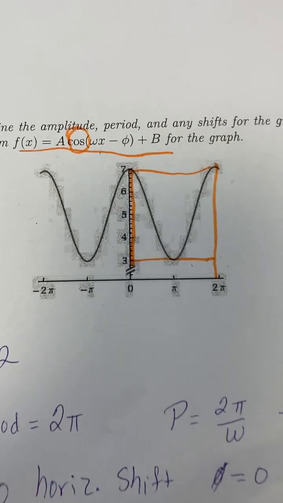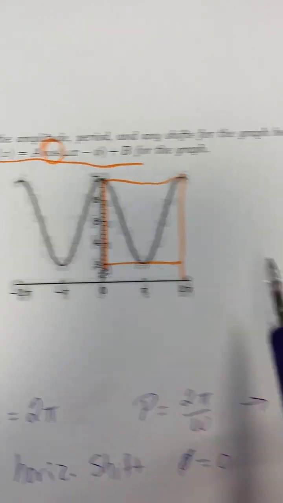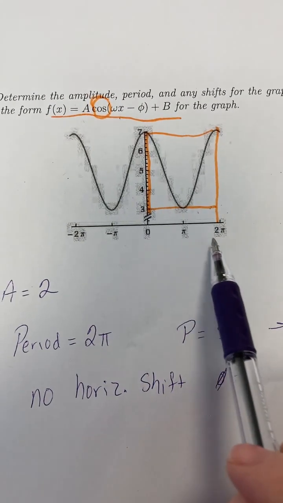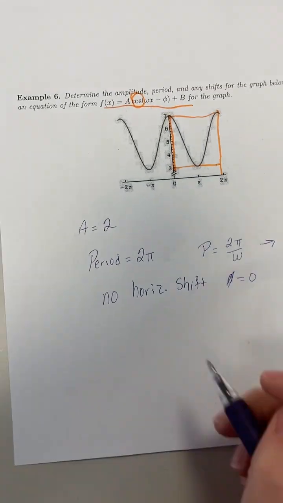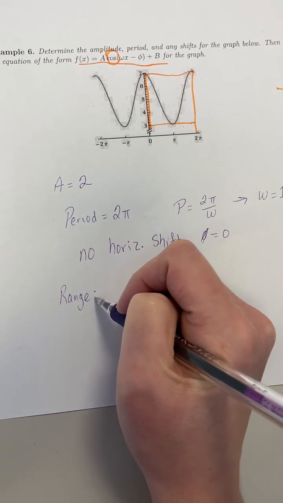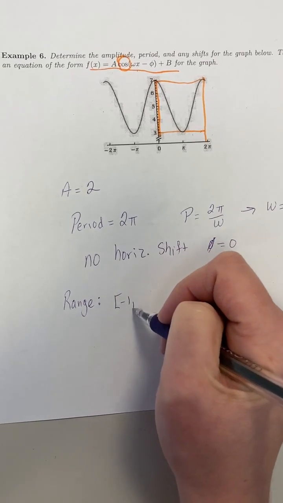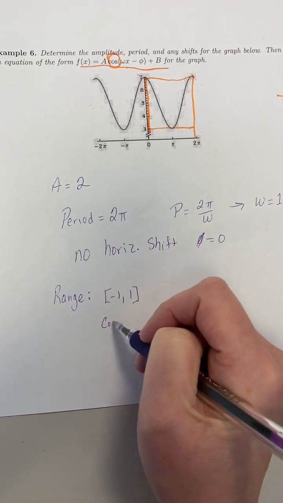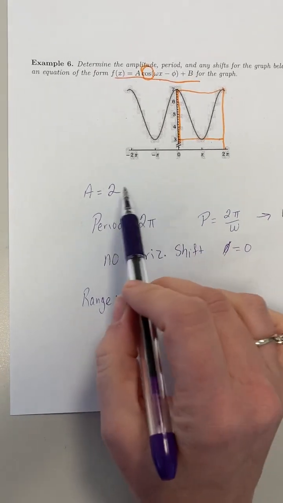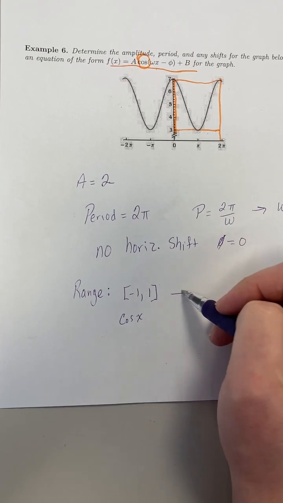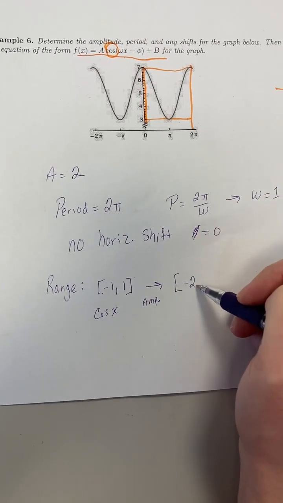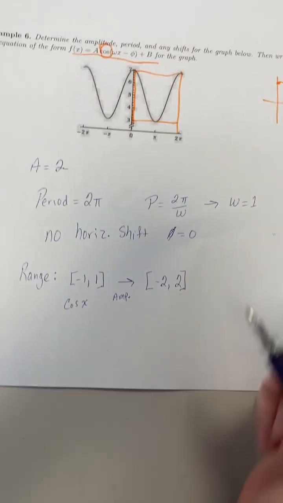But we can tell there's definitely a vertical shift, right? This graph is not vertically where this graph is. It definitely got shifted up. So one way to figure out the vertical shift is to think about the range. The range of cosine of x is -1 to 1, right? But we know that we're stretching it by a factor of 2. So the amplitude turns that into a range of -2 to 2.